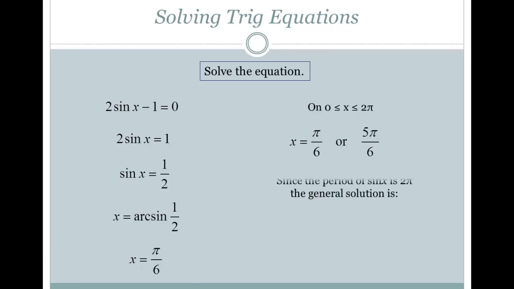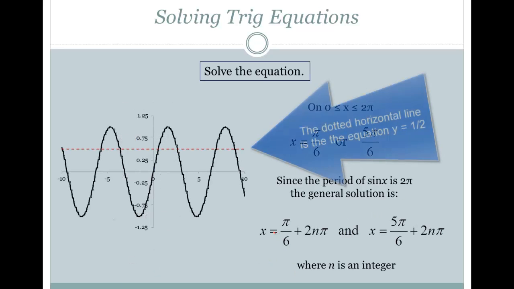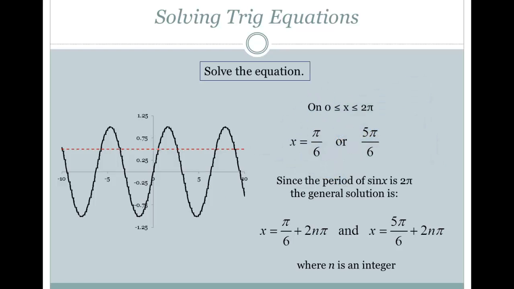Now what we want to do is also look at the fact that sine is periodic and that the period of sine is 2 pi. We need to make use of the fact that the period is 2 pi. If we do that, we're going to have a general solution of pi over 6 plus 2n pi. In other words, here's pi over 6 right here. That's my first solution. If I go all the way through one complete cycle, I'm back over here. That's also a solution. And I can keep that process going. For example, here's 5 pi over 6. If I go 2 pi plus that value, I end up right there.